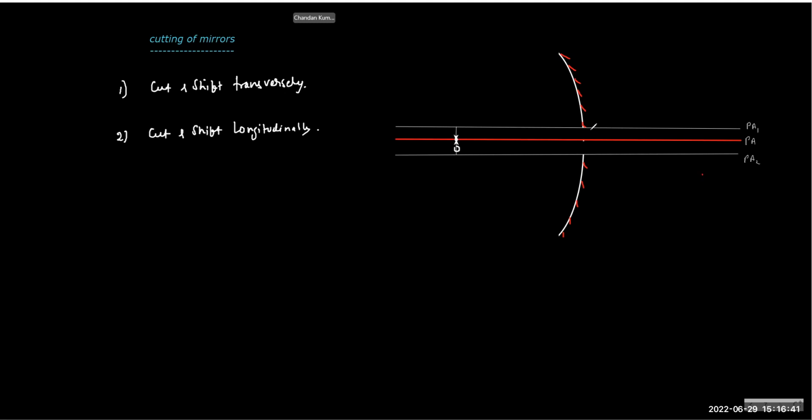So if I call this shift D naught, this will be how much? D naught by 2. So D naught by 2 will behave as the size of the object, right? Do you realize this? The same object O will behave as two separate objects for each mirror, and each mirror will see the size of the object, or transverse distance of the object, as D naught by 2.